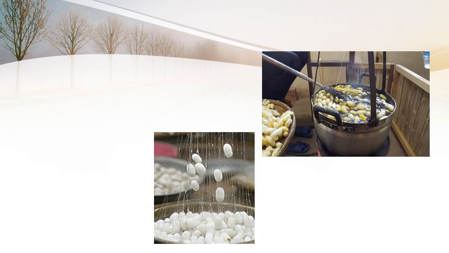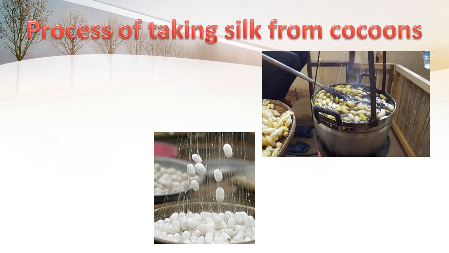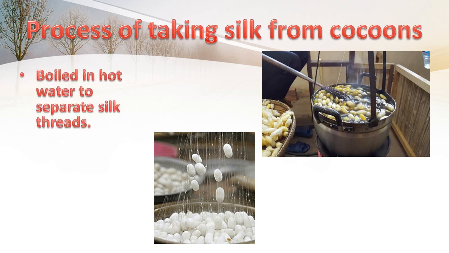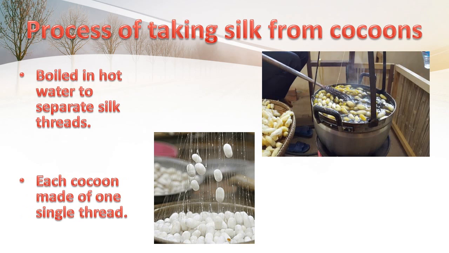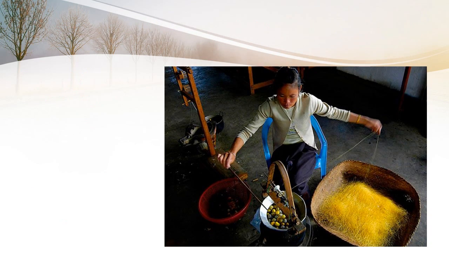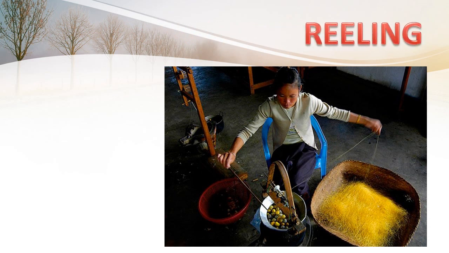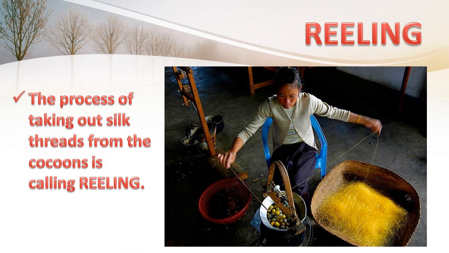The cocoons are later boiled in hot water to separate the silk threads. Each cocoon is made of a single thread. The process of taking out the threads from the cocoon for use as silk is called reeling. Silk threads are used to manufacture fabrics.